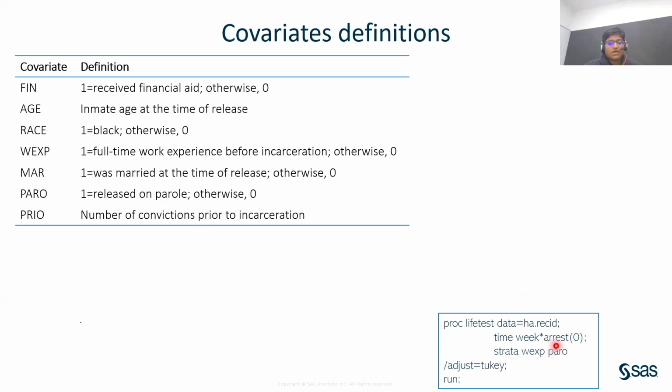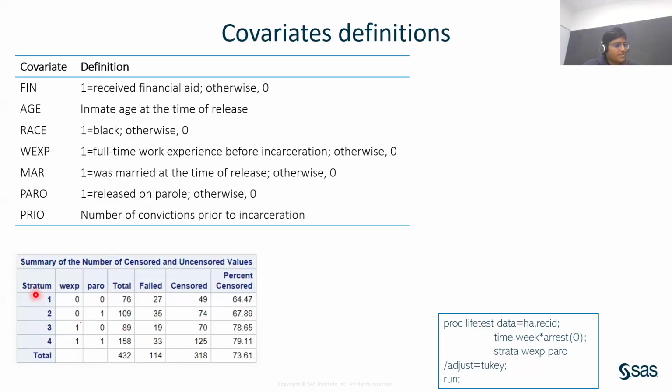So here you are studying the arresting of your inmates, first arrest again after release. When did it occur? And you're censoring it to 0. 0 means they have not been arrested again. And you're trying to stratify this according to the work experience and the parole, whether they were released on parole or not. And you're adjusting this analysis according to the Tukey analysis.